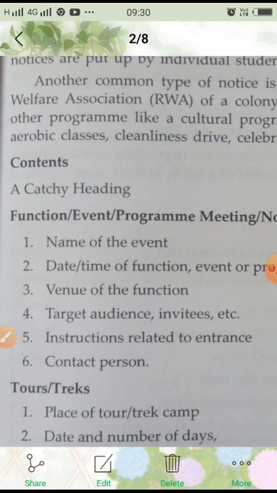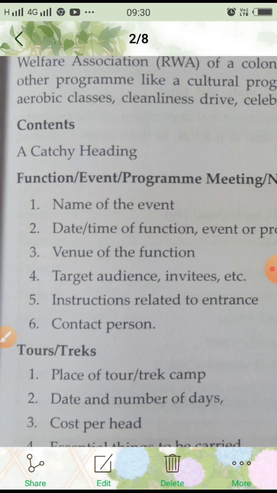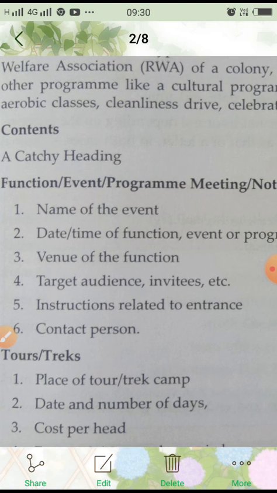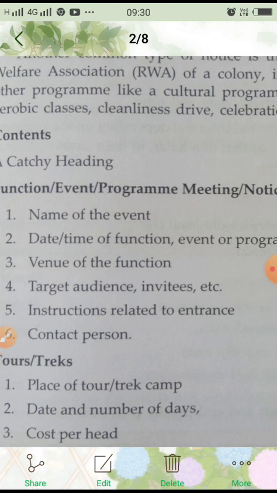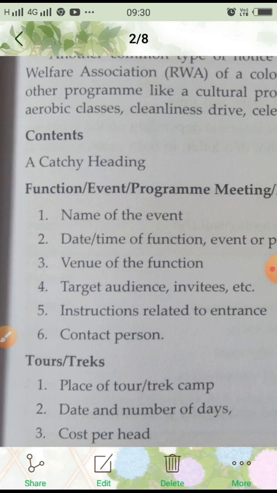Then the third point is the venue of the function. Venue means the place where it will take place. Like in a school, if any event is there, what is the venue of that function? Suppose the venue can be the main stage of St. Mary's School, or it can be any hall, that is hall number 1 and 2, St. Mary's School. So that is called the venue.